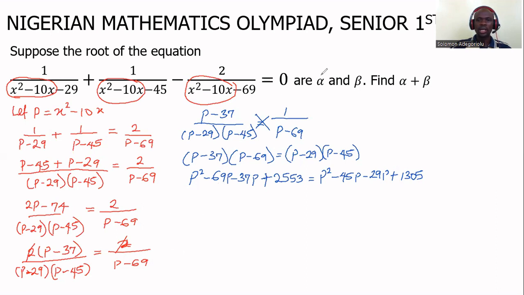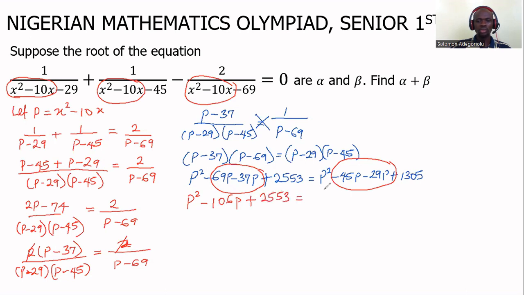Now let's try and add these two together, because they have the same thing. It can be easily added together. Also, this can be added together. So from what we have here, if we are adding this together, this is going to be P squared minus, so we have minus 69P minus 37P. That's going to give us what? That will be minus 106P.